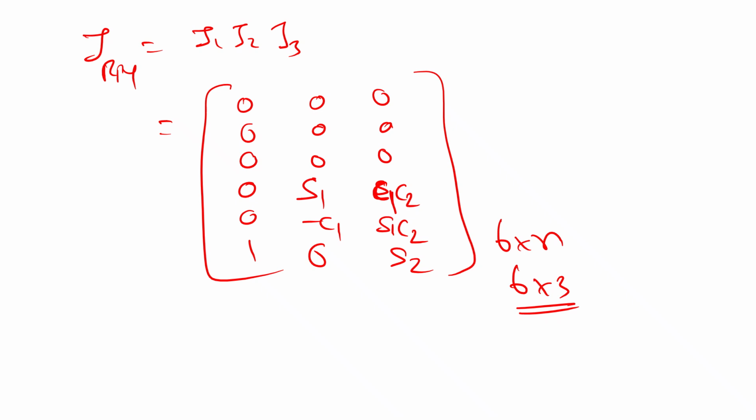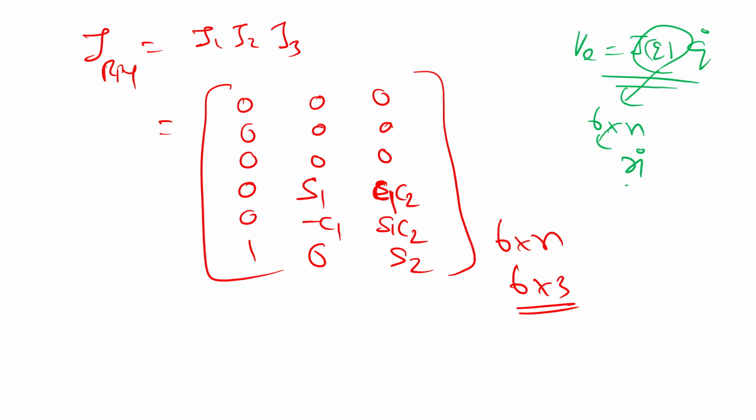So the summary is: the Jacobian is a mathematical model which relates the end effector velocity and the joint velocity, V equal to Jacobian times Q dot. This Jacobian has matrix order 6 cross n. The 6 comes from linear velocity in all the directions and angular velocity. And this n represents the order of the system, or I can say the degree of freedom.